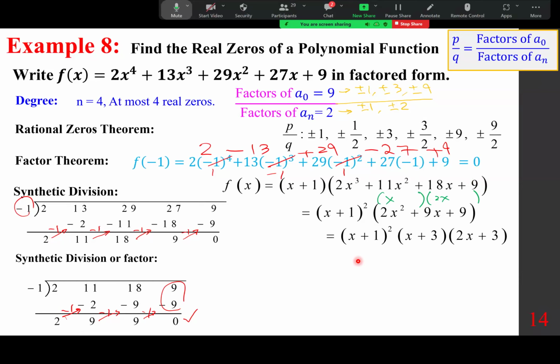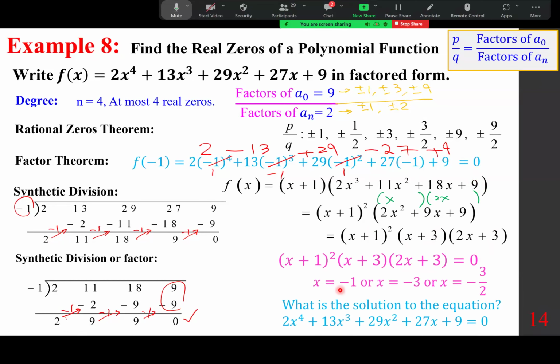That means x is either -1, -3, or -3 halves if you set it equal to 0. Okay, this has a multiplicity 2. And if for any reason somebody asks, what is the solution to this equation? If you set this equal to 0, you get to the same answer. Please, the answer to this question is also the same thing.